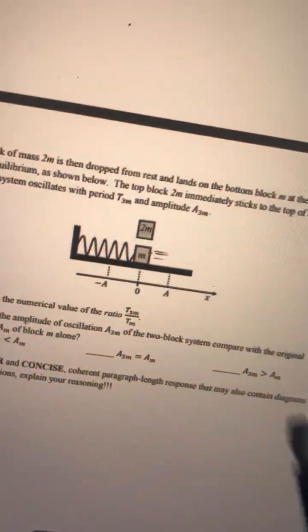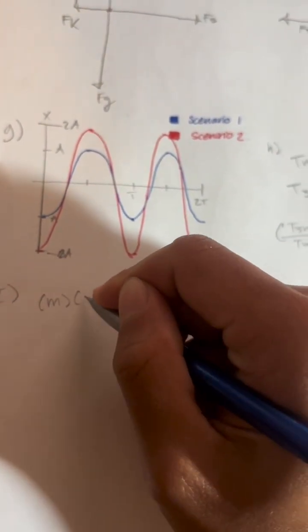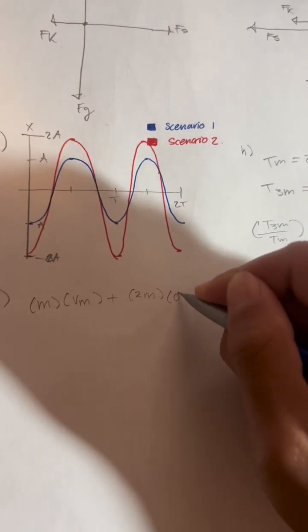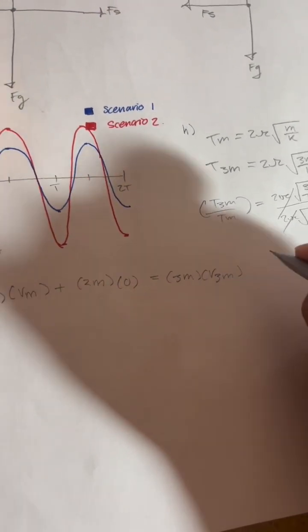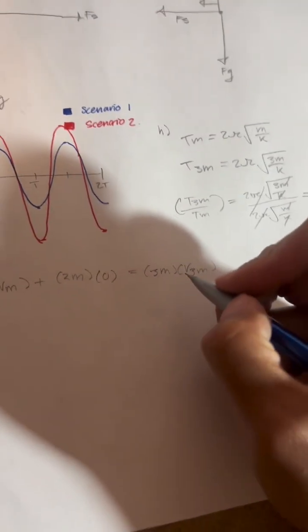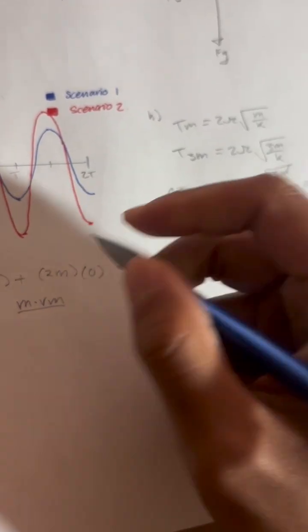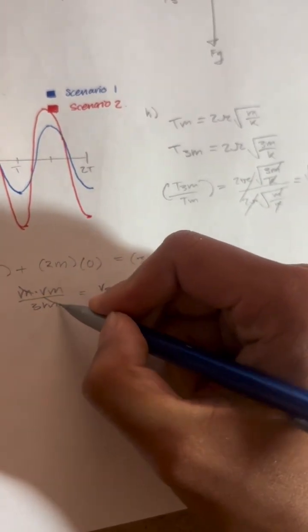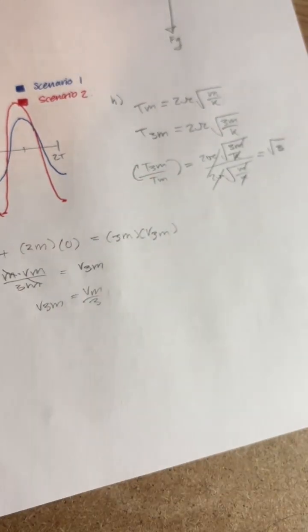So it says right here that they stick to each other, so this is an inelastic collision. So I'm gonna write m and then vm plus 2m, and it's not moving, so 0, and the total mass is 3m, and then v3m right here. And then I'm gonna isolate for v3m, so I'm gonna divide it over. So m times vm over 3m is equal to v3m, and you'll see that the m's cancel out, so v3m is really equal to vm over 3, right?